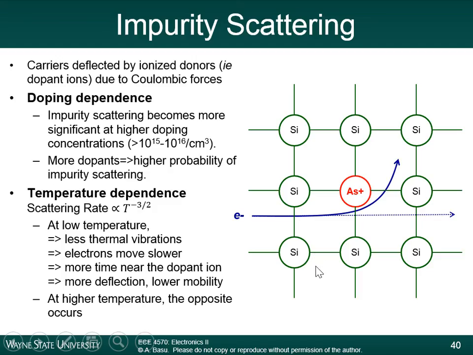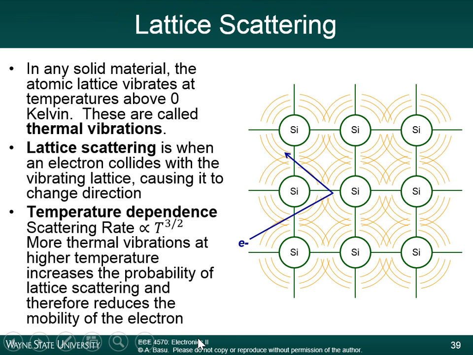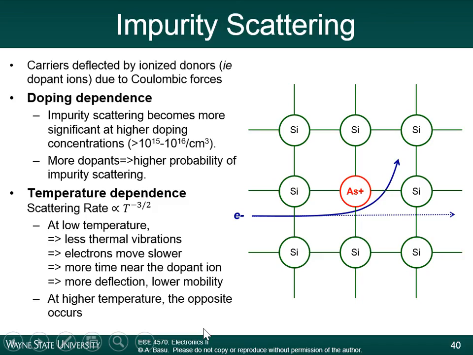The mobility goes down. This also has a temperature dependence. As I mentioned, at lower temperatures, you have lower thermal vibrations. So you can think about it as the electrons moving slower. If the electron is moving slower through the lattice, it's going to be more deflected by this charged particle, because it has less inertia to help keep it moving forward. So when the electrons are moving slower, they are more affected by impurity scattering. This is why the scattering rate is proportional to temperature to the -3/2. Lattice scattering was proportional to temperature to the 3/2, and in this case, it's proportional to T^(-3/2).